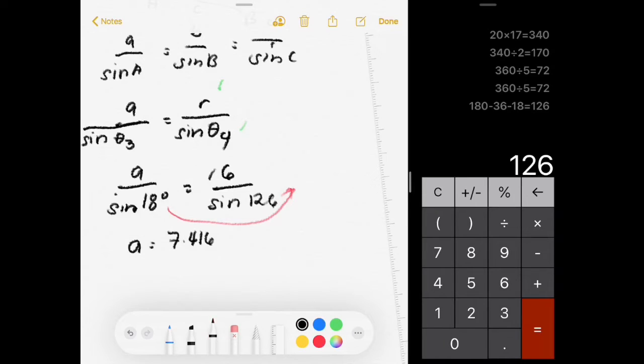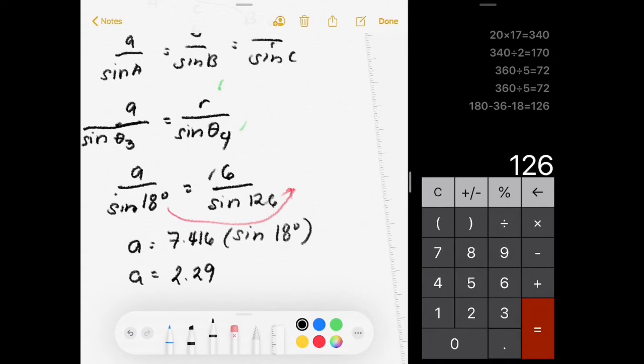Ngayon, pwede mo na siyang i-transfer sa kabila, multiplied by sine 18 degrees. So, ang A mo ngayon is sine 18, degrees dapat, times 7.416. Makuha natin ay 2.29.